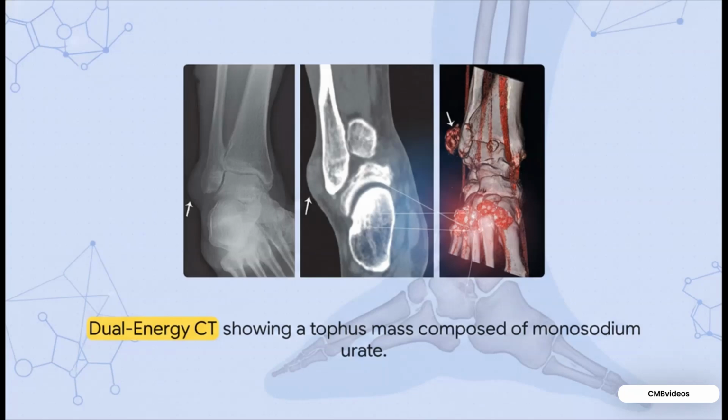But check this out. While plain X-rays only show us the bone damage left behind, evolving technology is completely changing the game. This is an advanced dual-energy CT scan. Unlike a plain radiograph, this tech can actually chemically code the tissue. That bright area you see highlighted around the lateral malleolus? That is the exact deposit of monosodium urate crystals forming a tophus mass. We aren't just looking at the damaged bone anymore, we are looking right at the culprit.